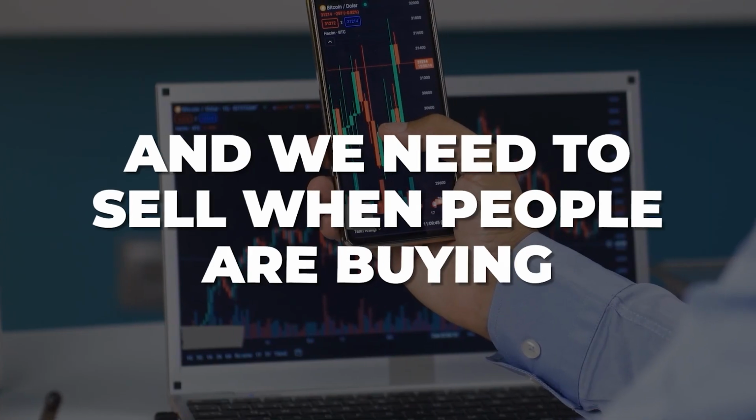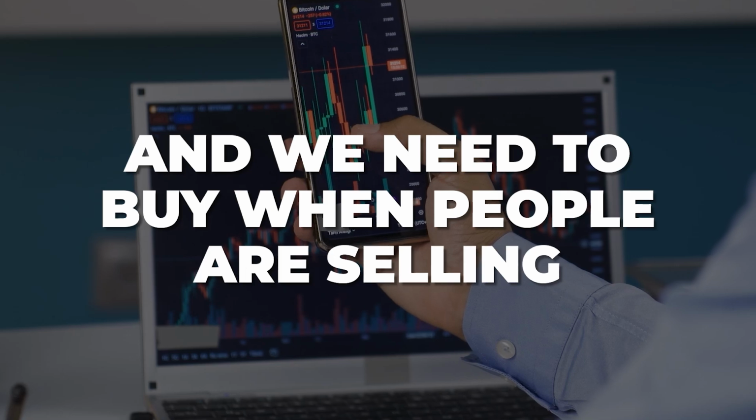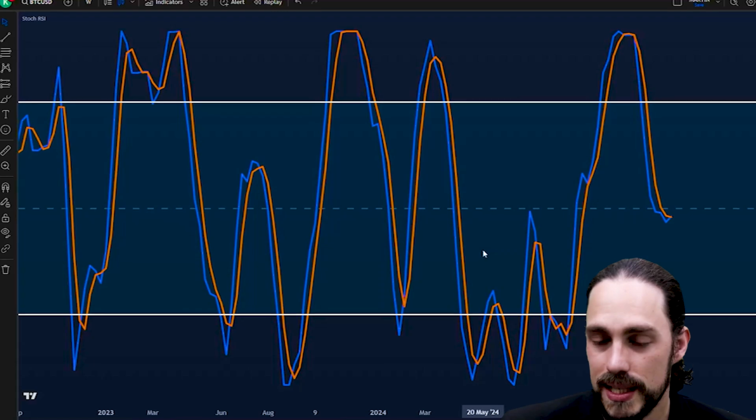Now, from a trading perspective, we know that we need to sell when people are buying, and we need to buy when people are selling. So the Stochastic RSI helps me to gauge the market sentiment relative to the RSI's previous moves in the market, because this is the stochastics of the RSI. So it's an indicator of an indicator. So I'm waiting for two things.